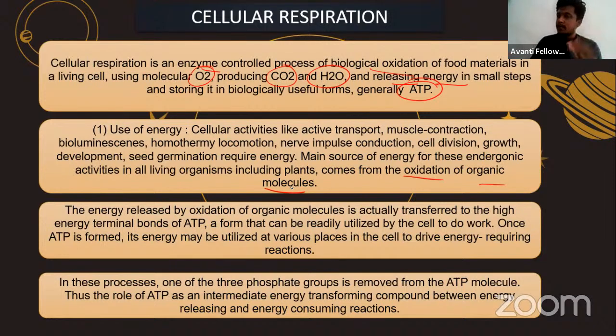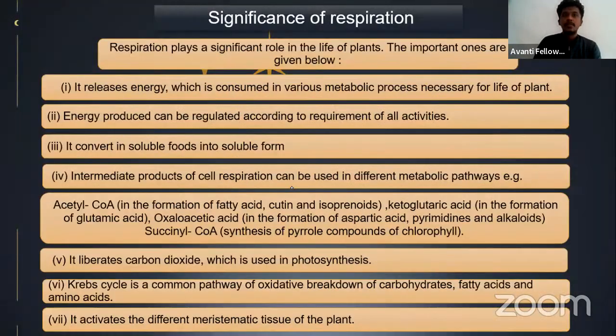So once the ATP is formed, the energy can be utilized by our cells for all the energy-requiring reactions. The process involves removal of phosphate groups from the ATP molecules. So this ATP molecule is an intermediate energy-transforming compound between the energy substrate and the biochemical reactions. Now, why do we respire? What are the steps in respiration?